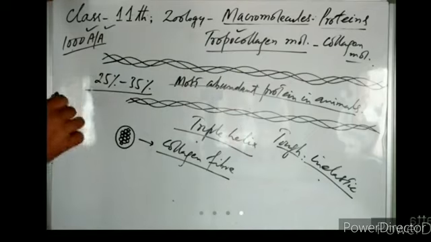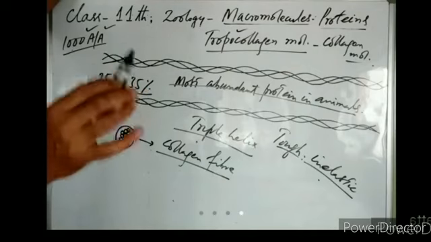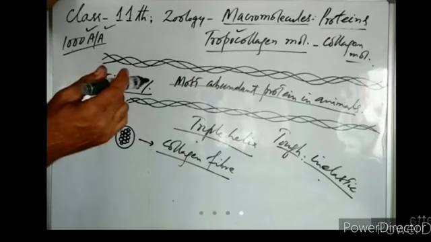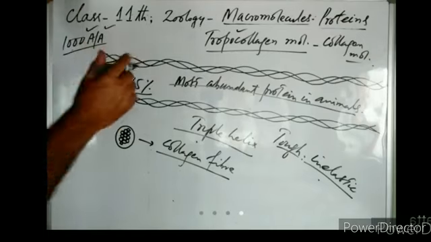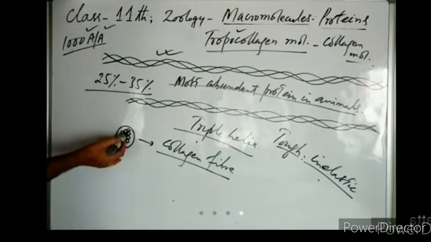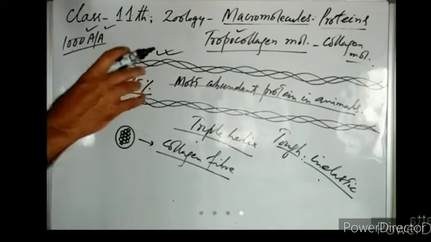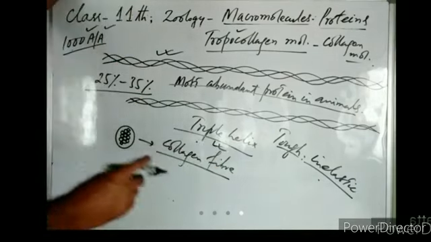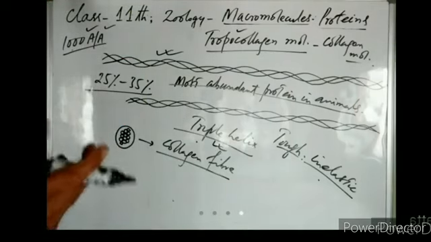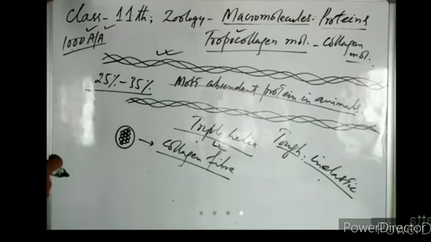So amino acids first combine in a linear manner to form a linear polypeptide chain. Then three such linear polypeptide chains intertwine over each other and form a triple helix. Then many triple helices combine, one triple helix, another triple helix, and they form a collagen fiber. Then many collagen fibers combine and form a collagen fiber bundle, which provides toughness and strength to our connective tissues, right?